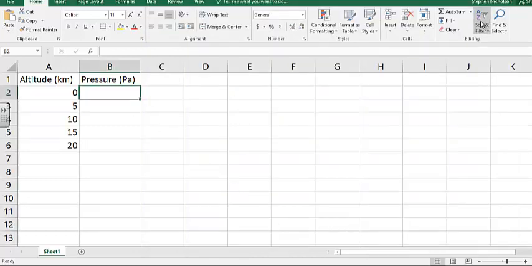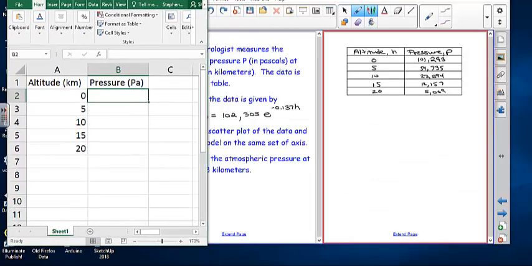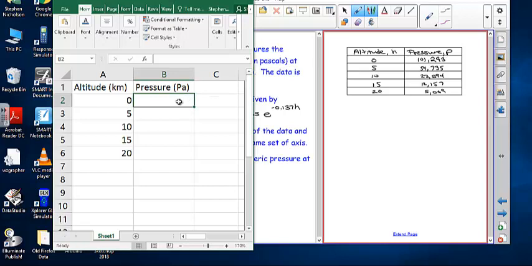So I guess I have to make this thing smaller. Okay, just want to make sure I can see the data so I don't have to keep flipping back and forth. 101, 293, 54, 735, 23, 294, 12, 157, and 5069. So that's the actual measurements.